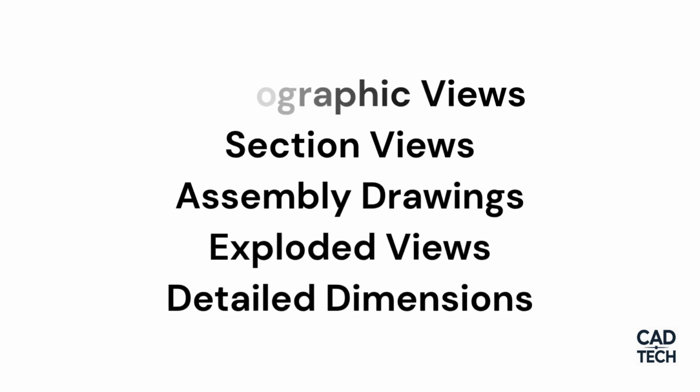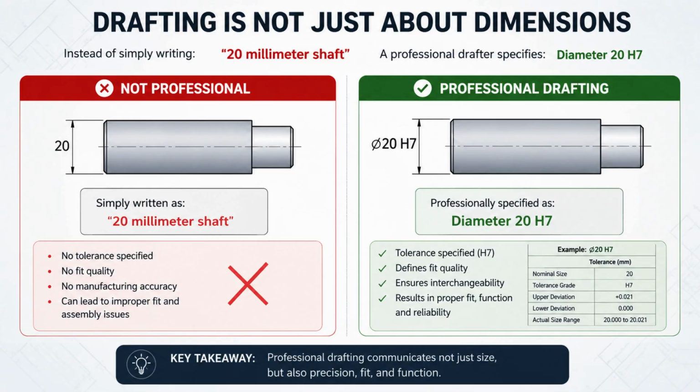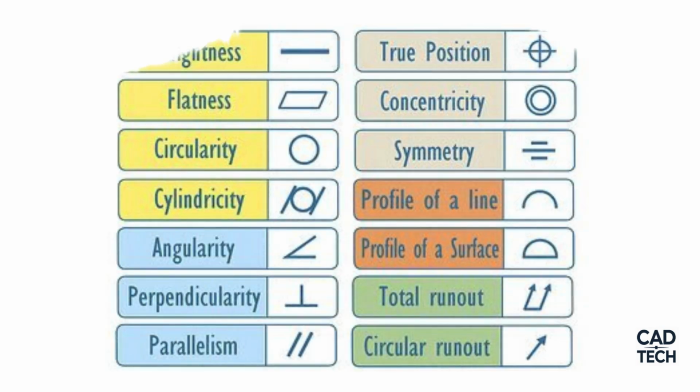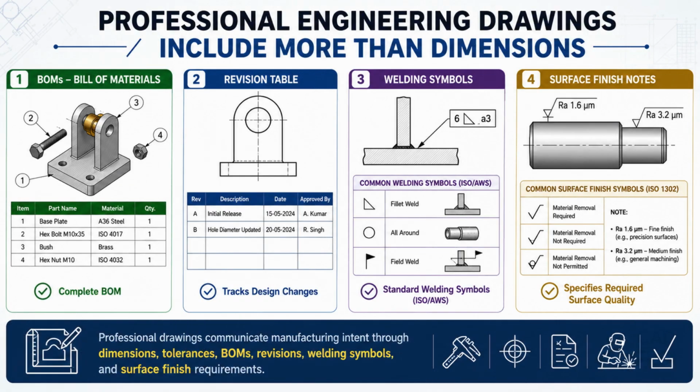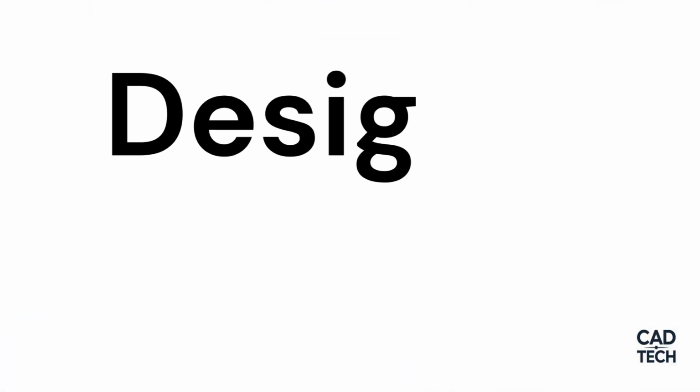But drafting isn't just about adding dimensions. Instead of simply writing 20mm shaft, a professional drafter specifies diameter 20 H7, which tells manufacturers the exact tolerance required. They also apply GD&T symbols like position, flatness, parallelism, and perpendicularity to ensure every manufacturer interprets the drawing the same way. Finally, they prepare BOMs, revision tables, welding symbols, and surface finish notes. Their biggest responsibility? Now comes the designer.